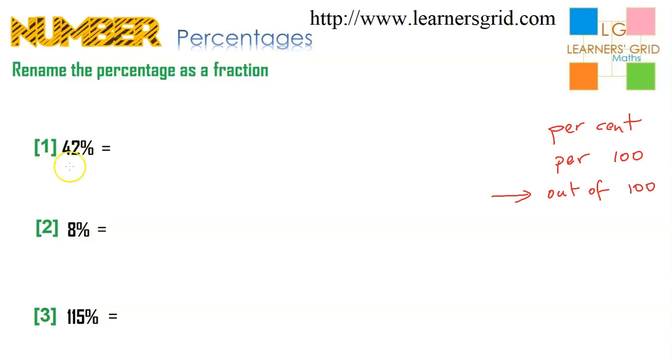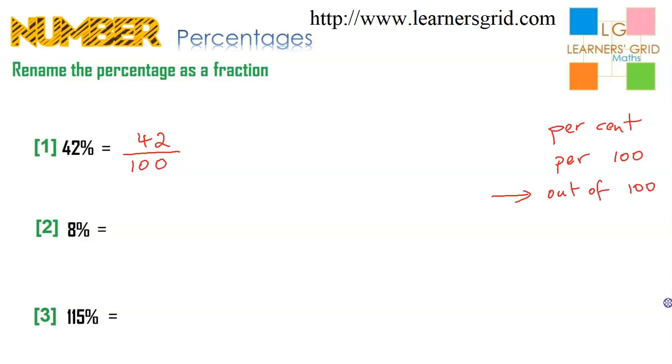So 42% can be expressed as a fraction by having a denominator of 100. That's the out of 100 part of percent, and 42 just becomes the numerator. So there you go. I've already got 42% as a fraction. There's only one thing though, you really should be able to simplify these fractions.